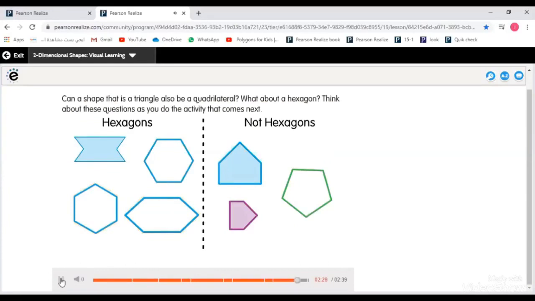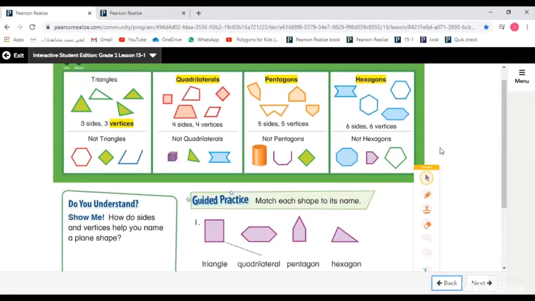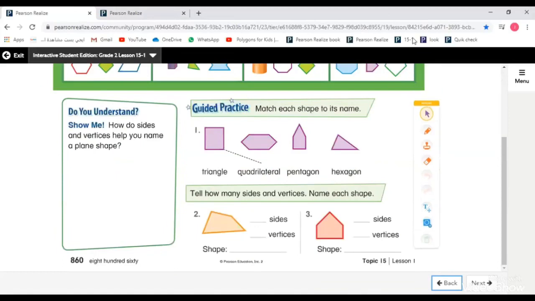Can a shape that is a triangle also be a quadrilateral? What about a hexagon? Think about these questions as you do the activity that comes next. Okay. Let us go back to our math book and start to solve it. As you see here, triangle, quadrilaterals, pentagons, hexagon. Now we will match. Let us start to match.